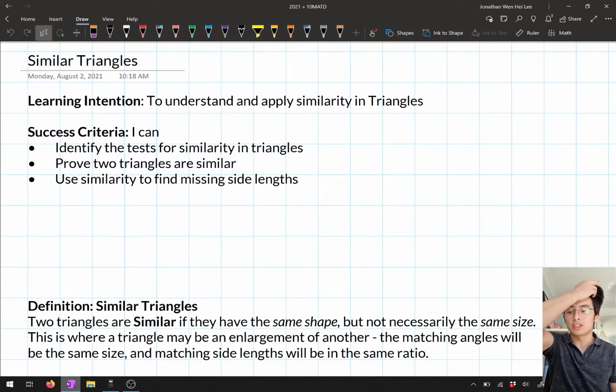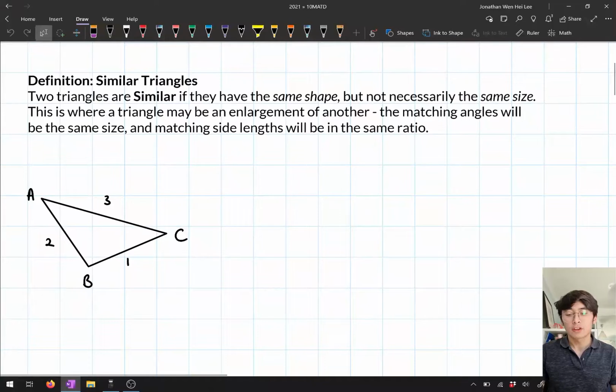For today's learning intention and success criteria, we want to be able to understand and apply similarity in triangles, identify the tests for similarity in triangles, prove that two triangles are similar, and then use similarity to find missing sides. So let's get started. Firstly, let's give a quick definition of what similarity is.